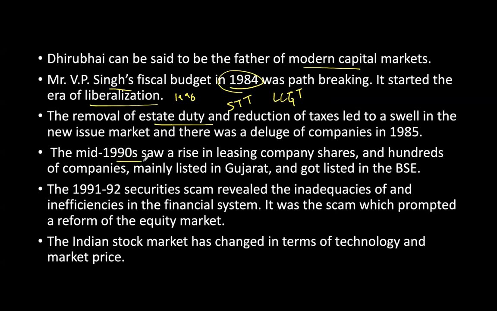1990s में we saw the rise in leasing company shares when hundreds of companies they were listed in Gujarat. So gradually बहुत सारी companies list होना start हो गई BSE पे. 1990s में we had NSE system, जो National Stock Exchange, came into existence. साथ ही साथ 1990s में एक scam भी reveal हुआ because of inadequacy and inefficiency in the financial system.